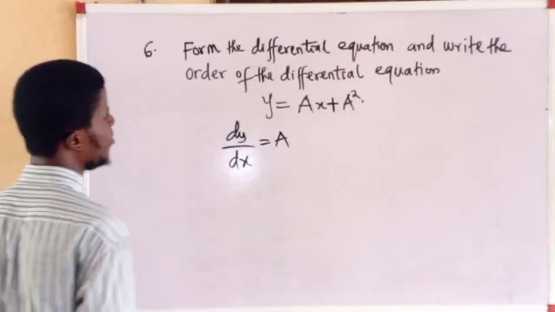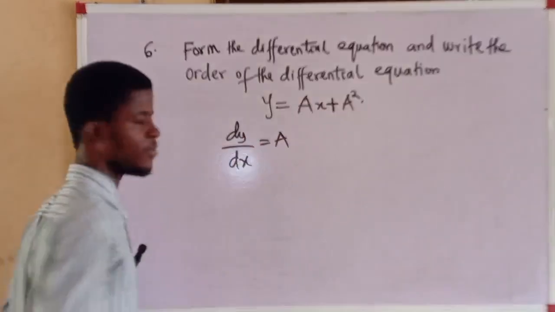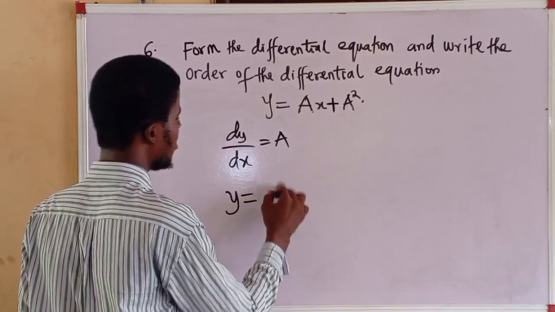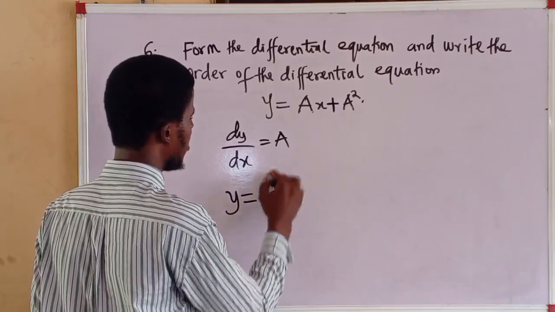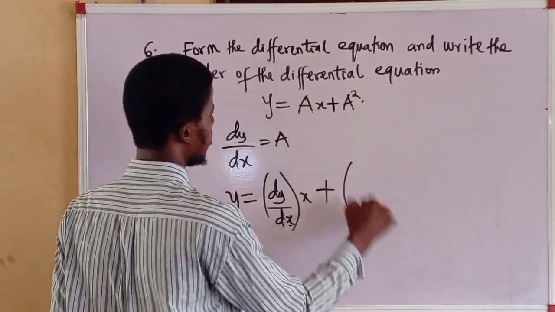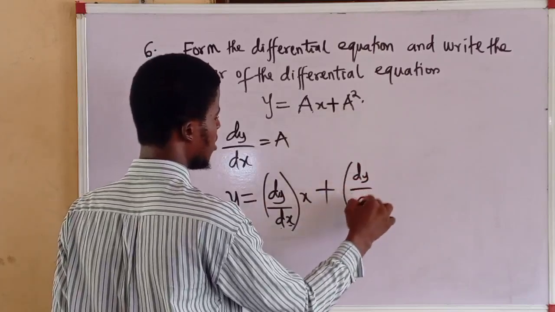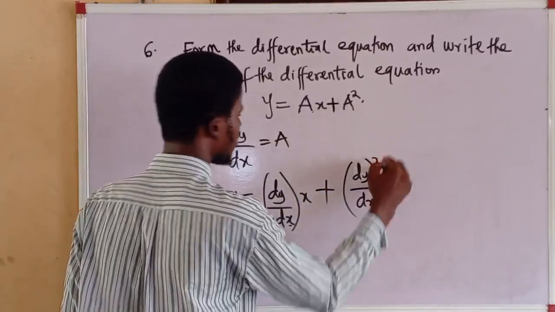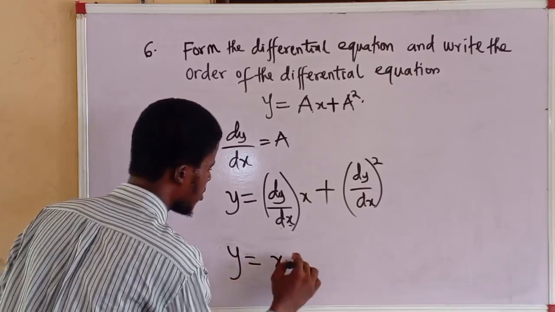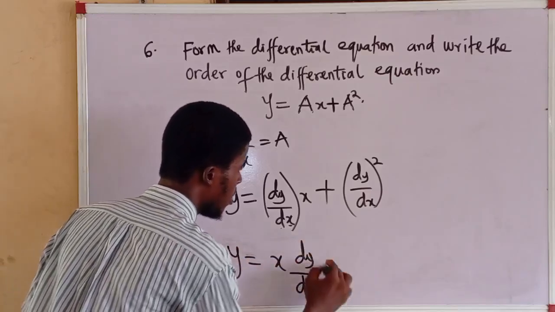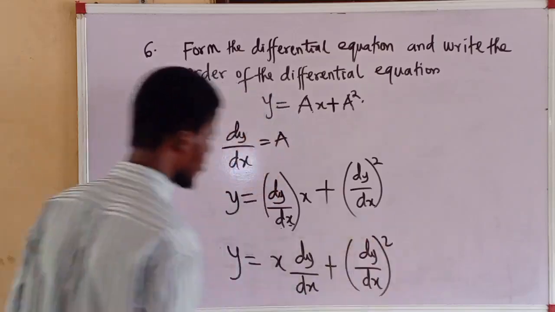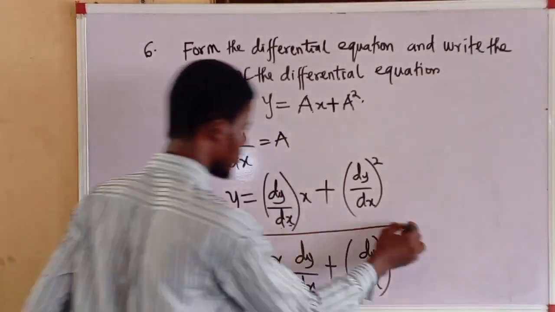You know what we'll do? In place of a here, I'm going to write dy dx. So y will now be equal to, in place of a, dy dx times x, plus a squared, which is dy dx all squared. So y is equal to x dy dx plus dy dx all squared. So this is the differential equation that is formed.